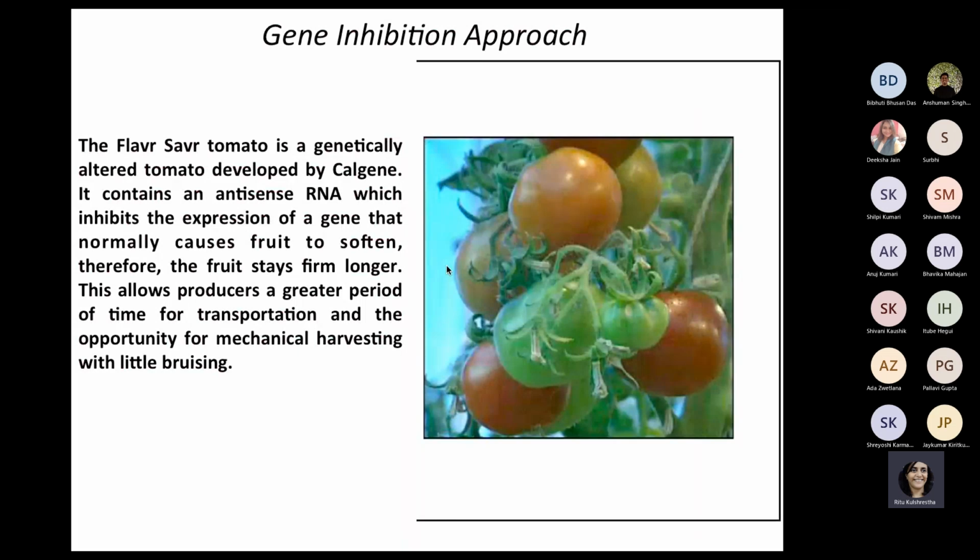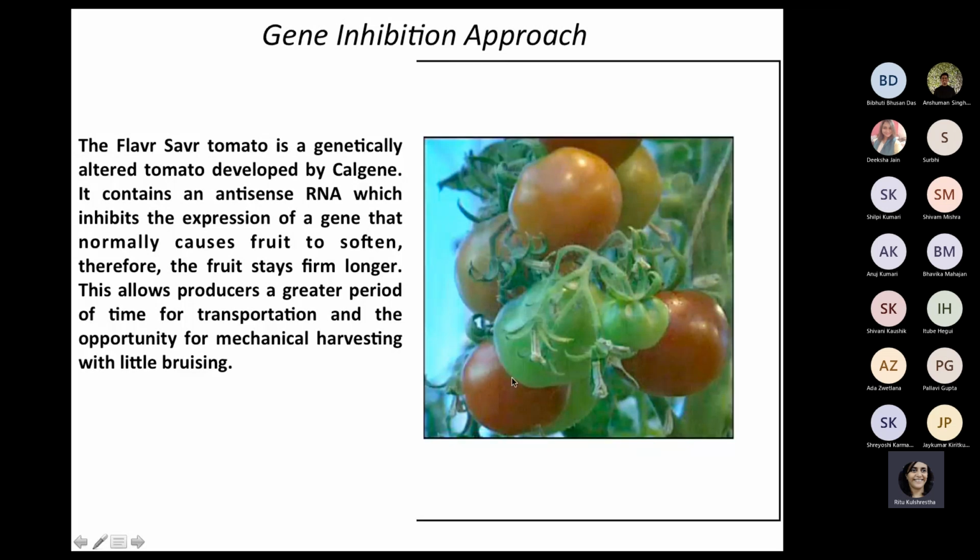Anyway, the two examples I gave you were examples of gene addition. But there are many cases in which you would like to inhibit the expression of a particular gene. In that case, you will have to go for gene inhibition approaches, or sometimes it's also called gene subtraction. So a very good example, the first example of a transgenic plant that was made, is the Flavr Savr tomato, in which the gene inhibition approach was used.